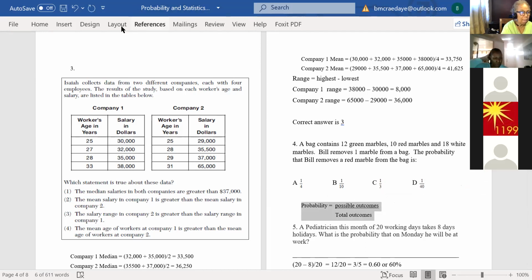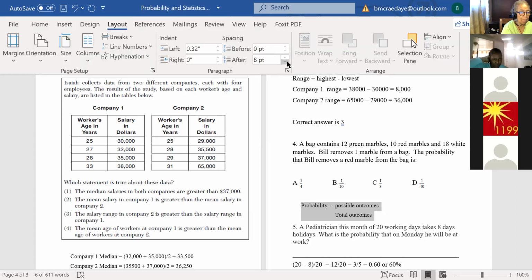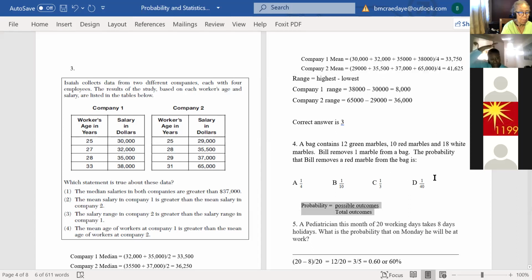30, 40. 40. Okay. Now we want the probability that he removes a red marble. How many red marbles are there? 10. 10. So the probability of him getting a red would be 10 divided by the total, which is 40. Right? What's 10 over 40, Michelle?